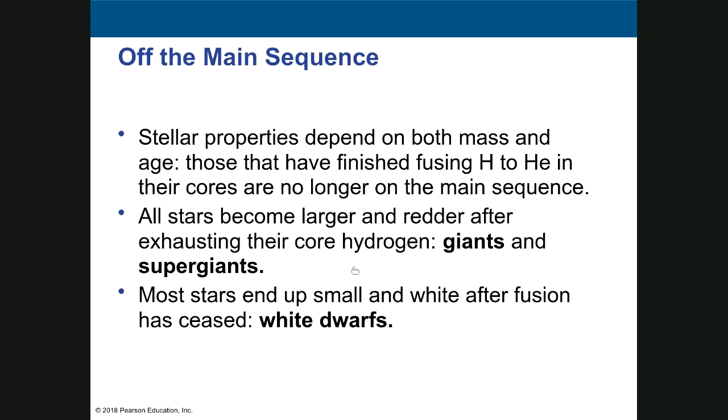Most stars, after they die, will end up small and white after fusion and become white dwarfs, although some larger stars will become neutron stars, and the very largest stars become black holes when they die. So we're getting close to talking about black holes, which is usually everyone's favorite part of the course, cosmology and black holes.